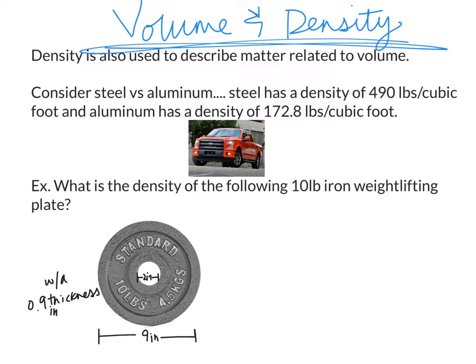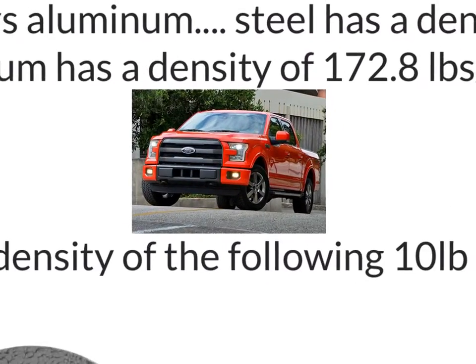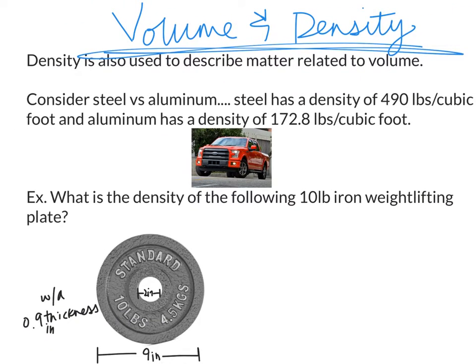This is an example of volume and density. Density can also be used to relate matter to volume. Consider steel versus aluminum, which I think is particularly interesting because we have the aluminum plant in our backyard. Steel has a density of 490 pounds per cubic foot. That means if you had a 1 foot by 1 foot by 1 foot box, that's the size of a ruler in every direction: width, length, and height. If you had that box of steel, it would be 490 pounds.